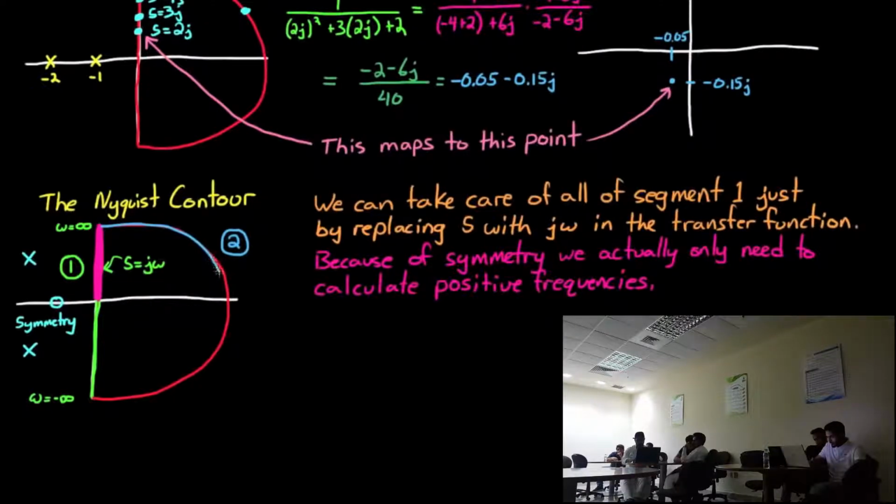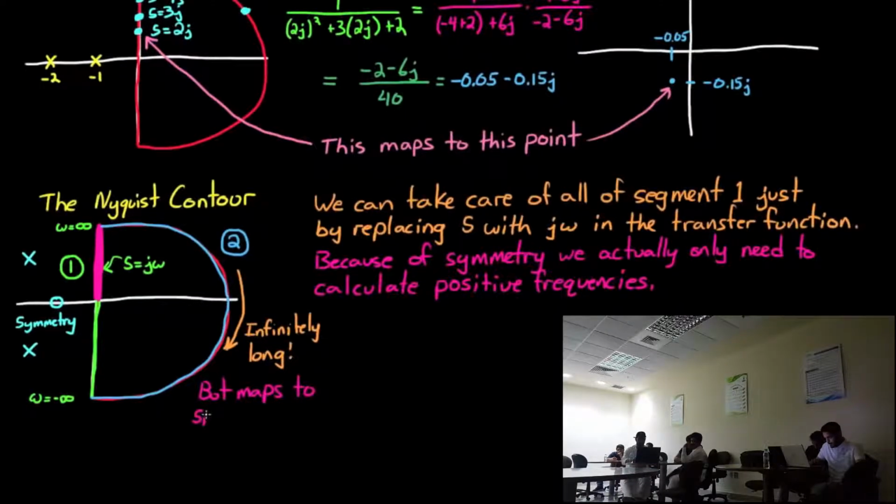The second piece starts at infinity on the imaginary axis, loops around to infinity on the real axis, and then finally -infinity on the imaginary axis again. Now I think this segment is pretty interesting because despite the fact that it is infinitely long, the entire segment maps into a single point in the W-plane. Pretty crazy, huh? But there is a catch.